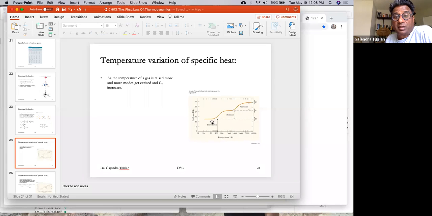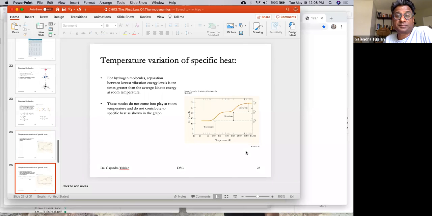So again, for these low temperatures, the degrees of freedom are 3. For these temperatures, the degrees of freedom for this diatomic molecule is 5. And for these temperatures, it's 7. The degrees of freedom is 7. So the specific heat varies with temperature because the number of degrees of freedom changes.